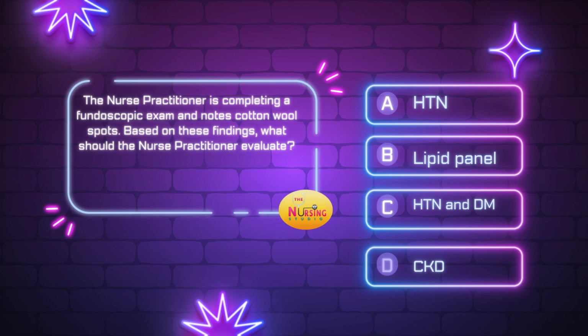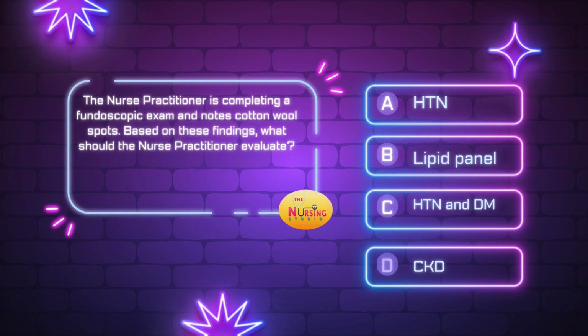All right, I always recommend reading the stem of the question first. The stem states, based on these findings, what should the nurse practitioner evaluate? So, what are we evaluating? Like I always tell you, we need to study assessment, diagnosis, evaluation, and treatment. If we are evaluating something, what is the diagnosis or potential diagnosis, and how have they presented? What are the assessment findings? Here, the fundoscopic exam noted cotton wool spots. So what are we evaluating when we note cotton wool spots?